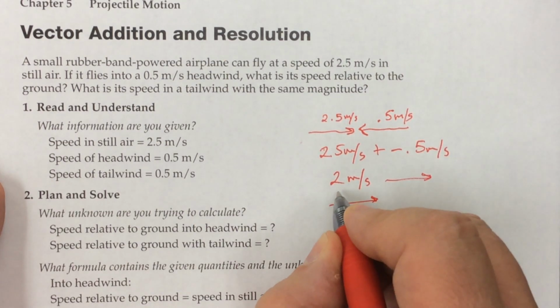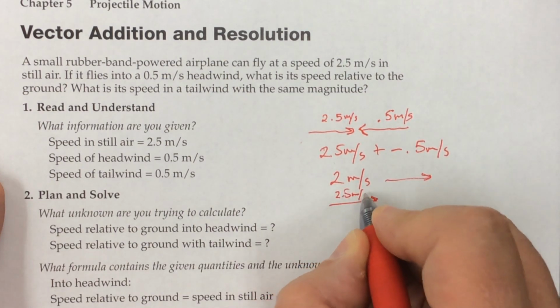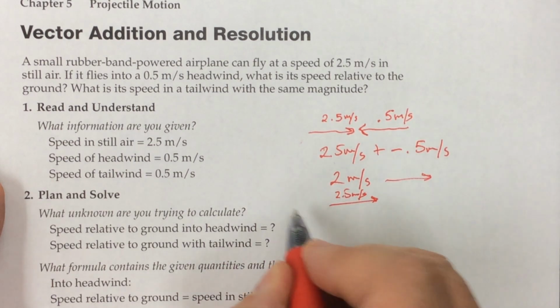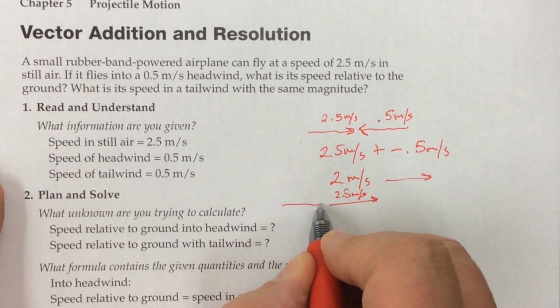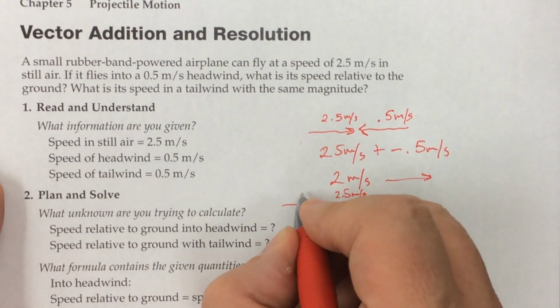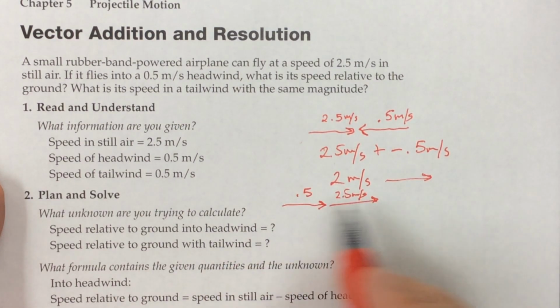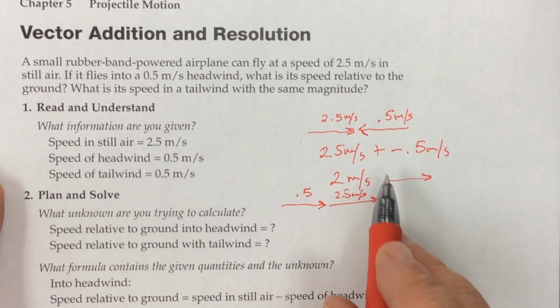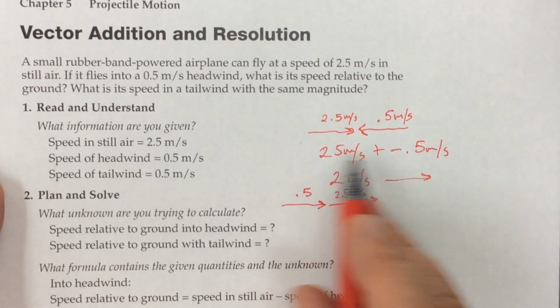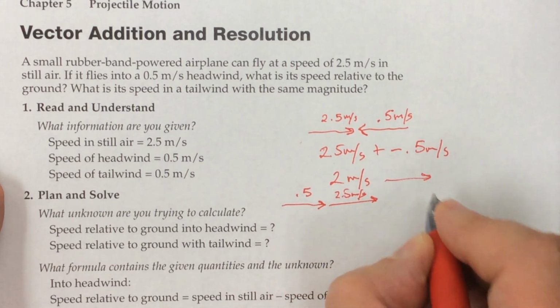I'm just going to set this up again: 2.5 meters per second going to the east. But a tailwind, I can either add it here or here. I'll put it in the tail since it's pushing. And so this is 0.5. That means that these two are going to go in the same direction, so they're both going to be positive. So when I add them together, they're not going to oppose each other. They're going to add together.